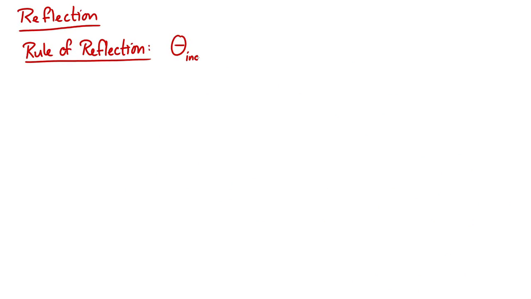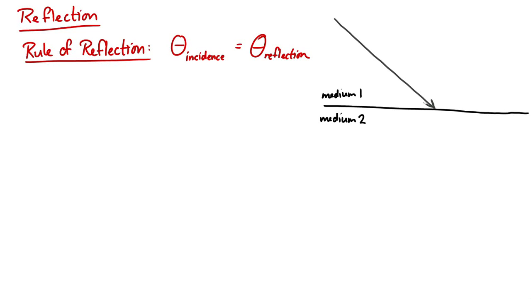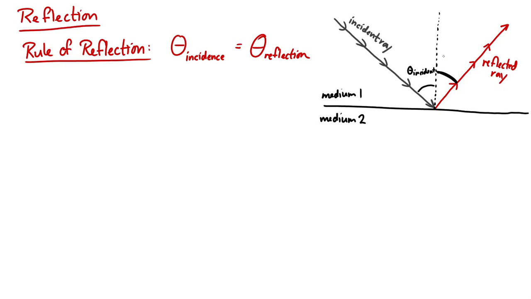Now, for reflection, we have a rule called the rule of reflection. The rule of reflection is that the angle of incidence is equal to the angle of reflection. What do I mean by those two angles? Let me draw the diagram. Here's our incoming ray. Here's our reflected ray. The angle that I'm talking about in this rule is the angle between a normal line, a line normal to the boundary, and the rays. So here's the angle of incidence. Here's the angle of reflection. All right, so that's not too bad.